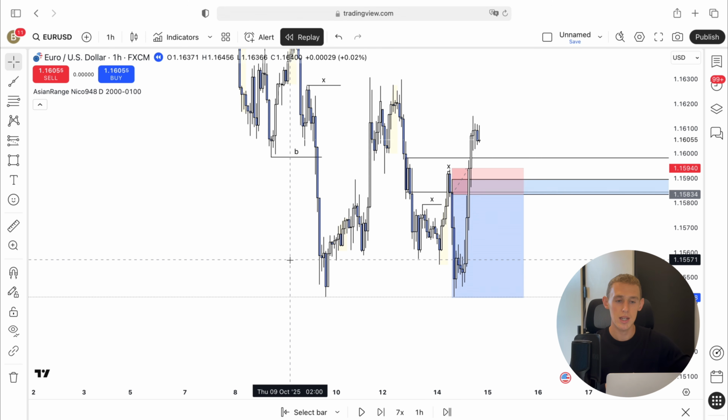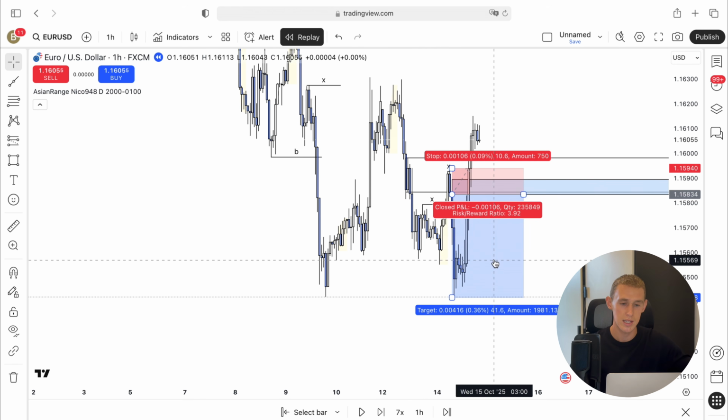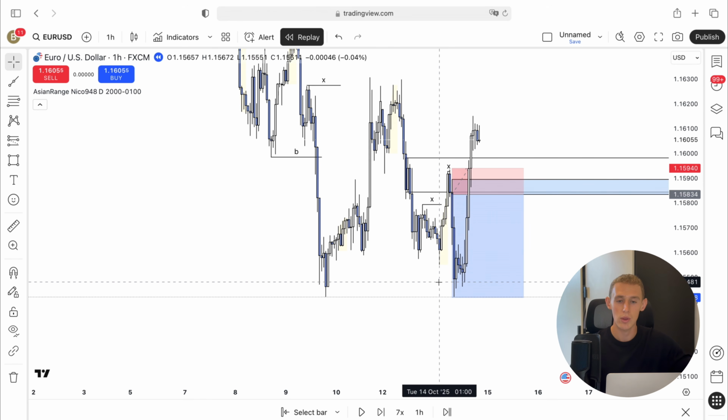But yeah, guys, that was essentially everything that went into this trade. Very simple trade, rinse and repeat the same thing on every single one of my trades. I always use this exact same strategy, and that's literally all there was to it.